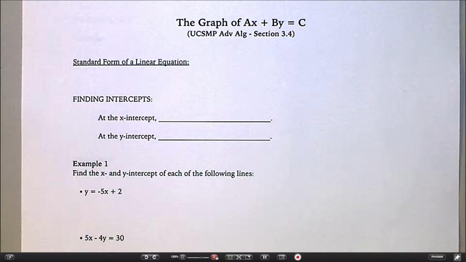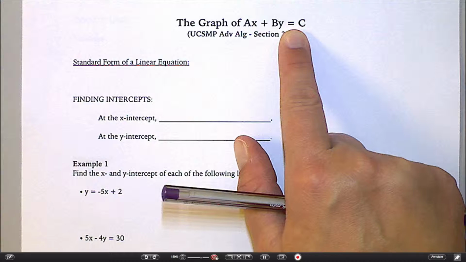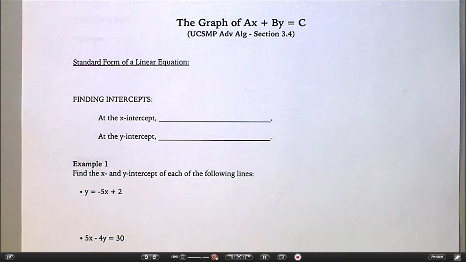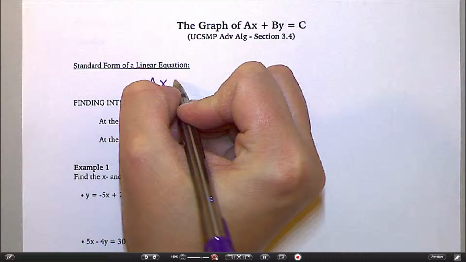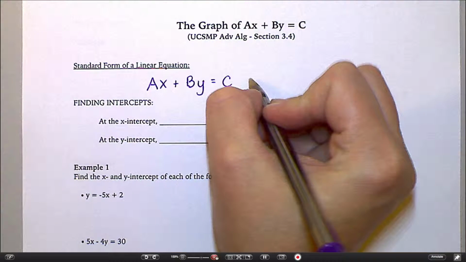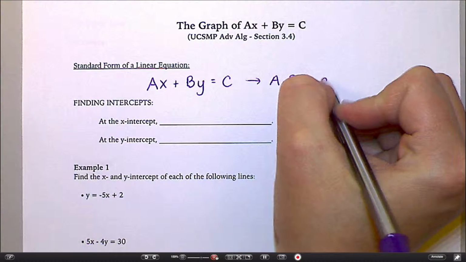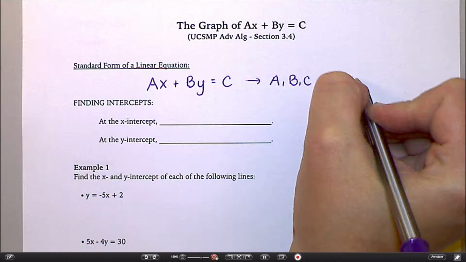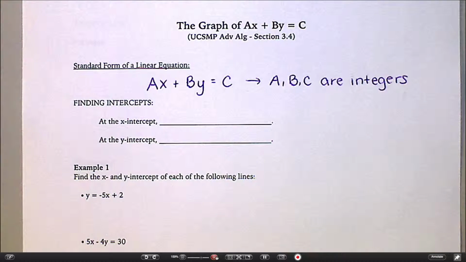Today we're going to be looking at equations that look like this up here, if you see in the title, ax plus by equals c. That is what's called standard form of an equation. So standard form looks like this, just to recopy what's at the top of the page, where a, b, and c are all integers, meaning they're numbers. And you've seen equations written this way, like 5x plus 2y equals 10.